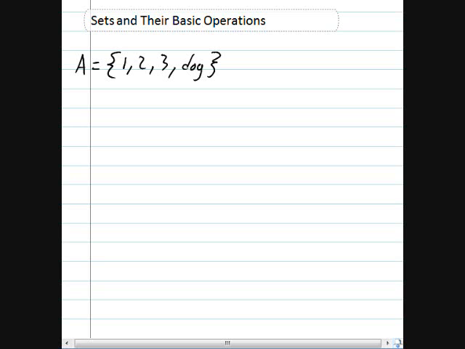We'd like to be able to describe if something is in the set, and we have a special symbol for that. It's element of. For example, 1 is an element of the set A. We can also strike through this symbol to say that something is not an element of the set. For example, cat is not an element of A.